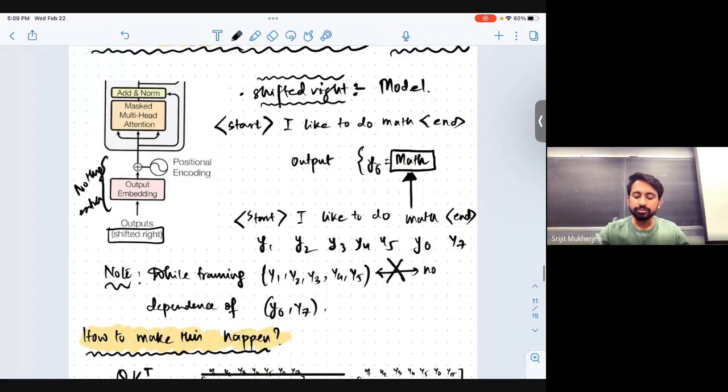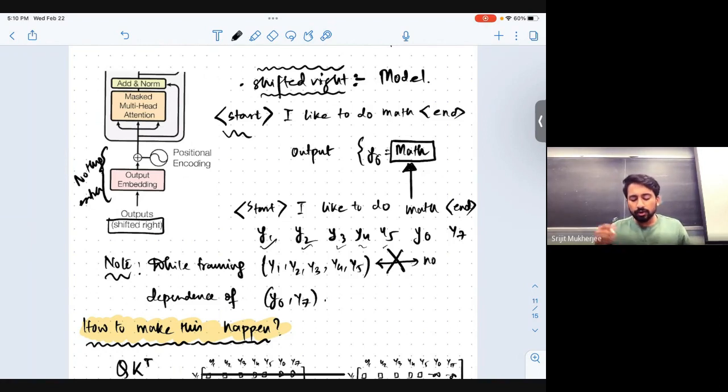How is it done? Essentially it's a shifted model. That means it starts with start and not I. So if you input the start, the model will probably learn to predict I. How do we do that? Let's say you input I like to do math. When you are trying to train for Y1, Y2, Y3, Y4, that is I like to, you want to transfer do into the output. Your input is I like to, and you must make sure the output is not dependent on x6 and x7. And how do we make this happen?